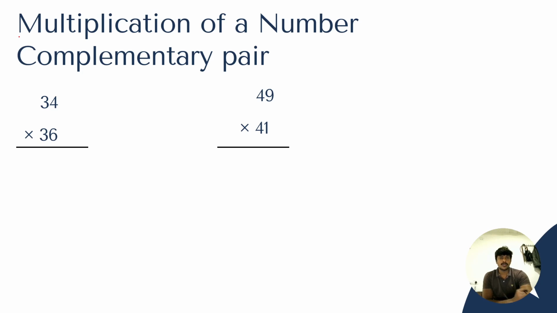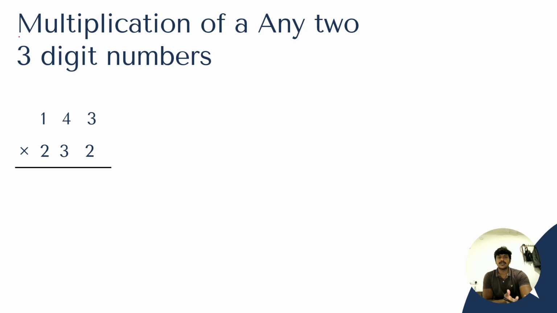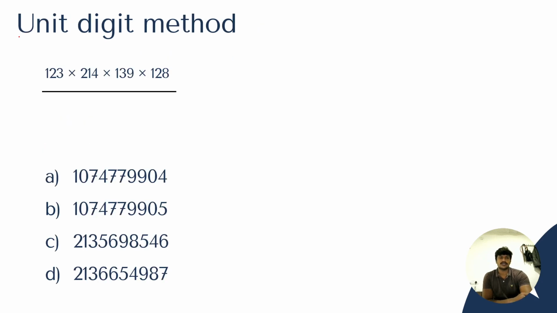Then something called complementary pairs. Complementary pairs means the units digits sum to 10 and you have the same number in the tens places. Then, let's take that none of the techniques are working out. Then how to multiply any two random two-digit numbers, and then how to multiply any two random three-digit numbers.